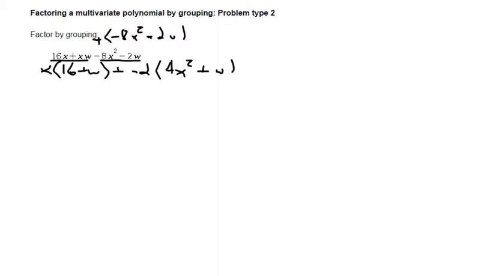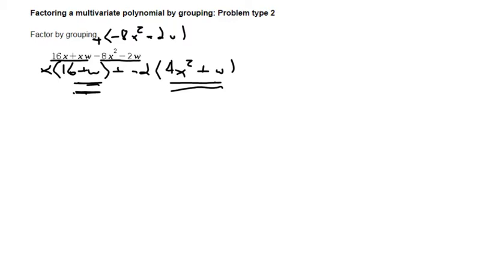Now, if I did this correctly, what we should see is that this binomial here and this binomial here match, and so we can factor it out. In this case, it does not match, so that means that we grouped this in a way that did not help us. So let's try this again with a different grouping.